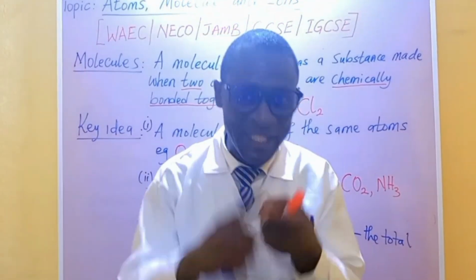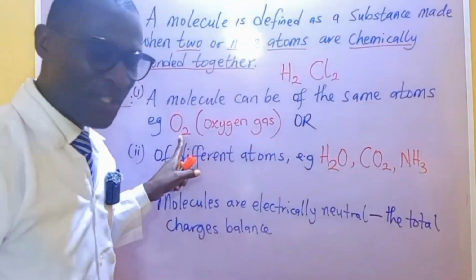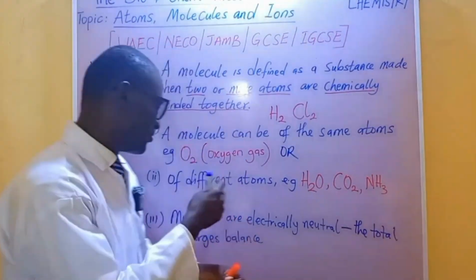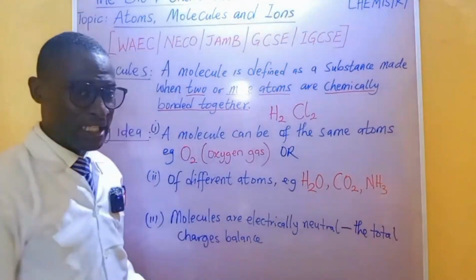When two atoms chemically combine together, what you have is a molecule. This is not an atom. This is a molecule, and this molecule is formed by two atoms of oxygen. So we can say two atoms of oxygen make one molecule of oxygen gas.